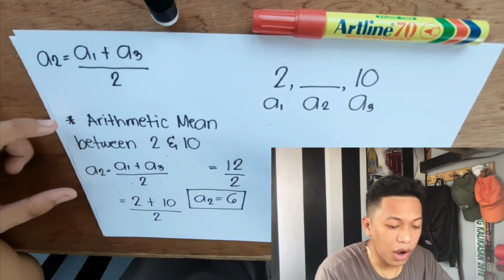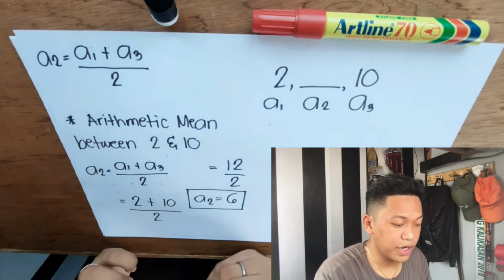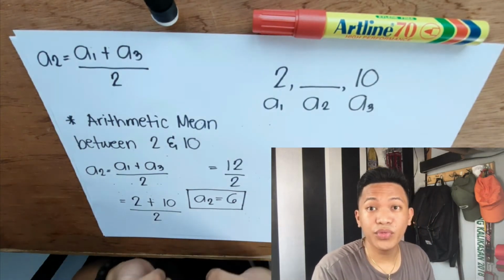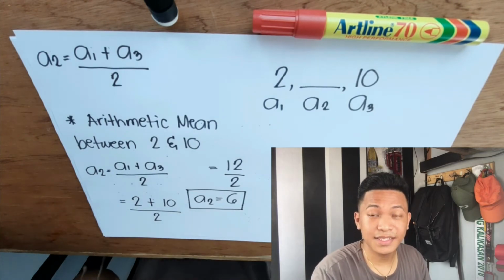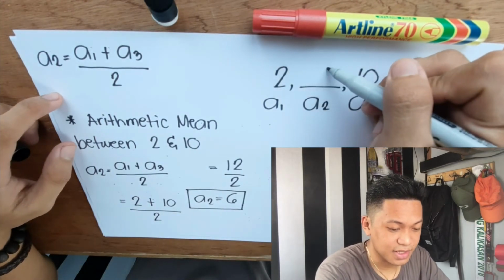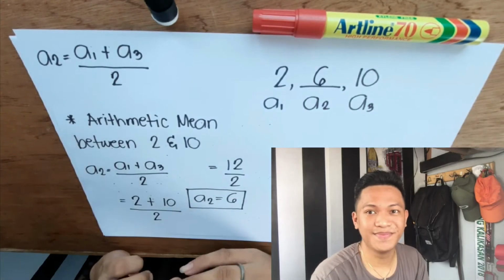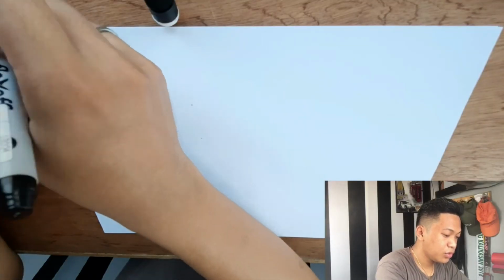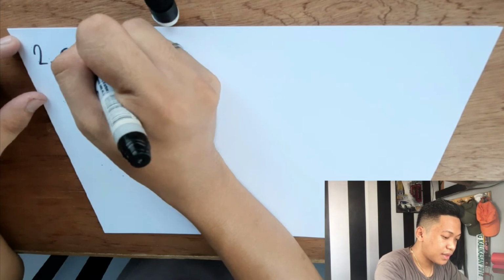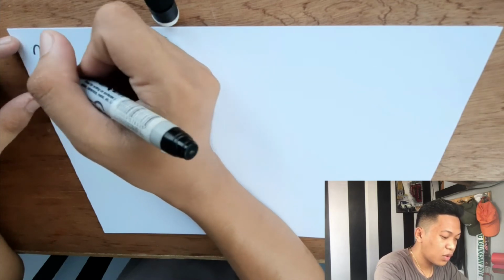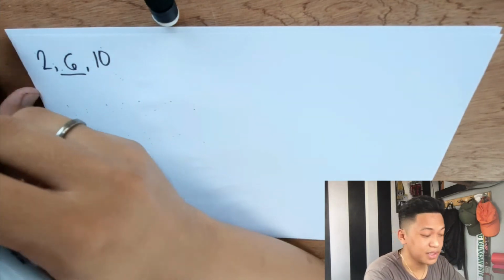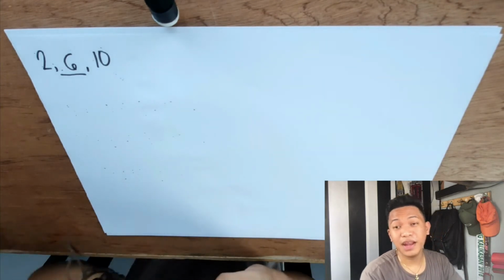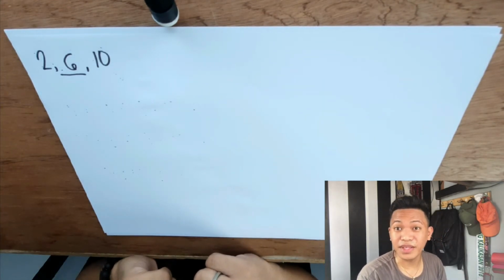So, our second term, or the arithmetic mean between 2 and 10, is number 6. Let's check if our arithmetic mean is correct. Let's write 2, 6, and 10, where our arithmetic mean is number 6. So, paano nga ba natin malalaman kung tama yung ating arithmetic mean?